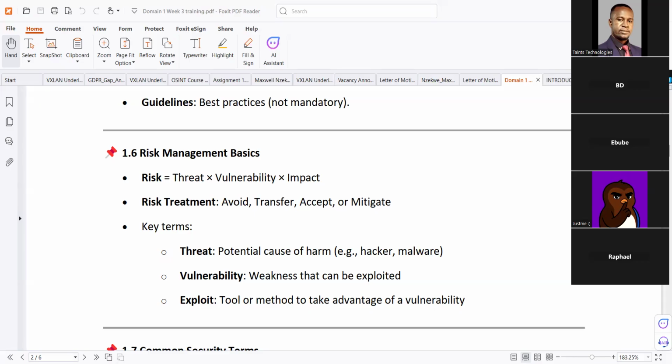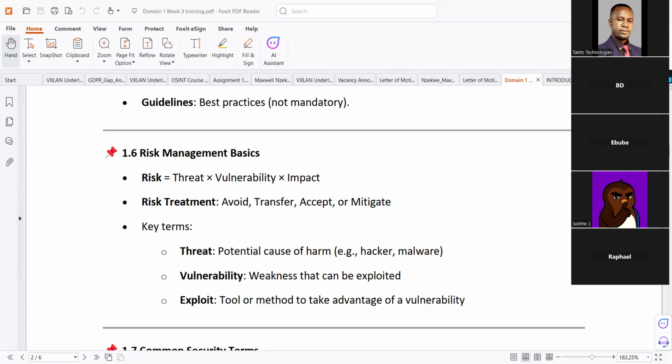So there's another one, which is likelihood. Likelihood is the probability that the threat will occur or not. So how do you manage this risk? Risk treatment. There are 4 ways for risk treatment. 1, you have to avoid risk. Risk avoidance. 2, you have to transfer risk. 3, you have to accept it. And the 4th one, you can mitigate it.